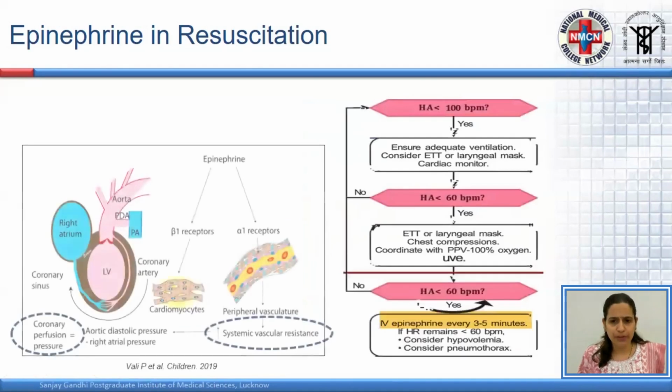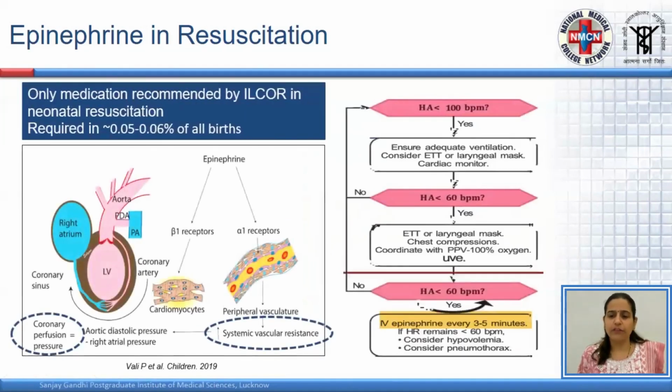Now, moving on to epinephrine. Even after effective PPV and chest compressions, only approximately 0.05 to 0.06% of babies will go on to require epinephrine. This is the only medication recommended by the ILCOR to be used in neonatal resuscitation, and it acts on the alpha 1 receptors in the peripheral blood vessels and beta 1 receptors in the cardiomyocytes.